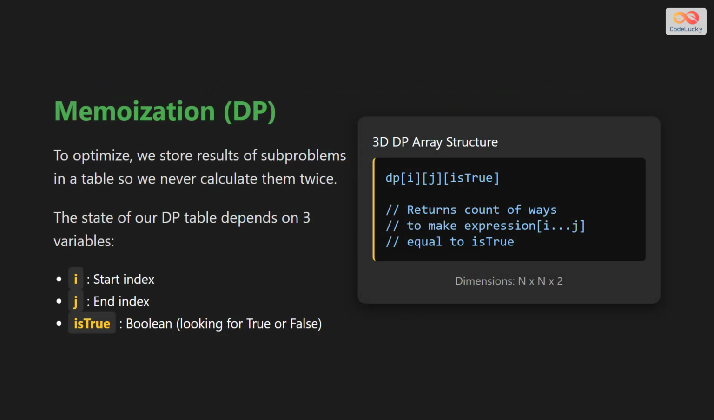To fix this, we use dynamic programming, specifically memoization. We create a 3D table or a map to store the results of our subproblems. The state is defined by the start index i, the end index j, and a Boolean flag indicating if we are counting ways to get true or false. Before computing a result, we check this table to see if we have already solved it.